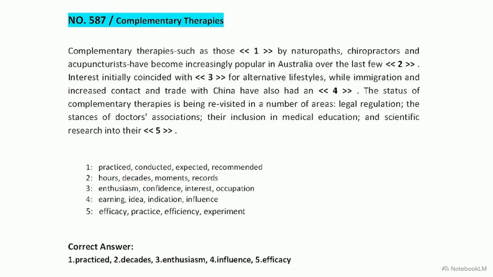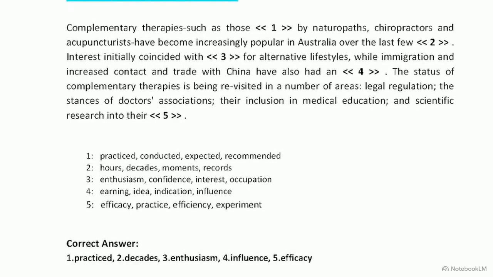The third blank introduces an intentional redundancy trap. Look closely at the beginning of the sentence. It starts with the word interest. Down in our options, we see the word interest listed again. Writers avoid repeating the exact same noun in a single clause. To maintain proper sentence flow, we need a synonym. Enthusiasm fits perfectly here, creating the natural phrase, enthusiasm for alternative lifestyles.